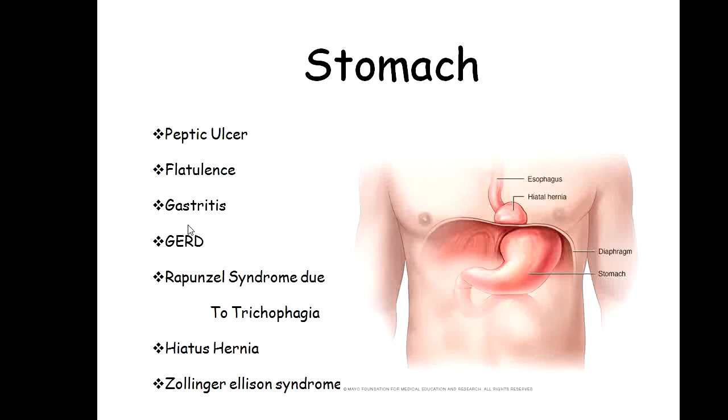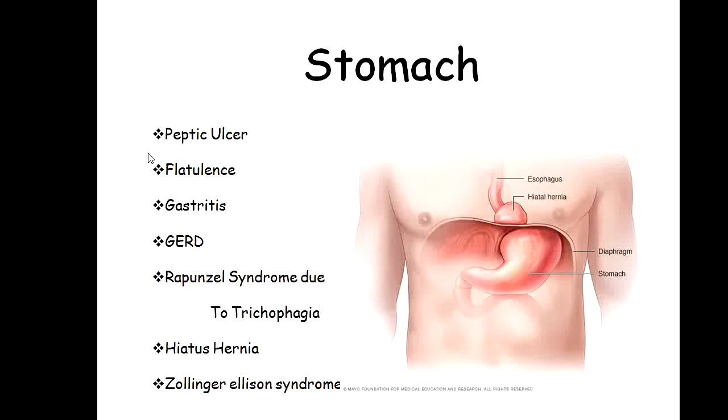In the stomach, peptic ulcer is also one of the leading diseases. I have already explained the peptic ulcer to you, in which the mucus layer which is present above the epithelial layer of the stomach is disrupted. The disruption of the mucus layer from the epithelial layer of the stomach is called peptic ulcer.